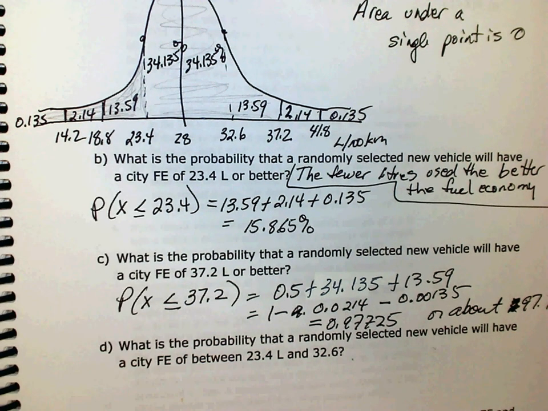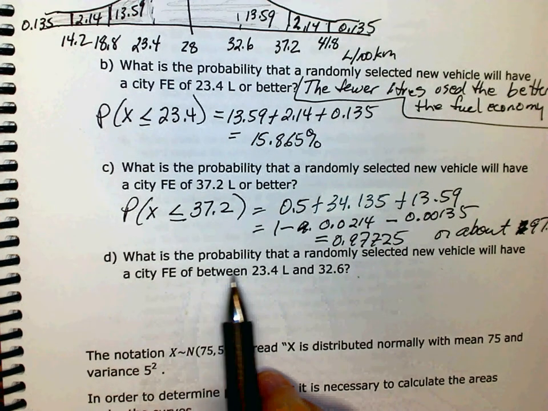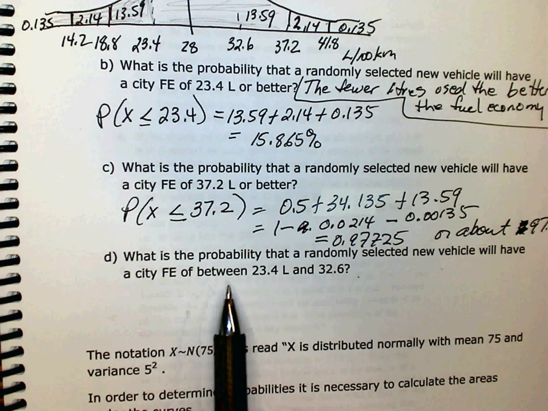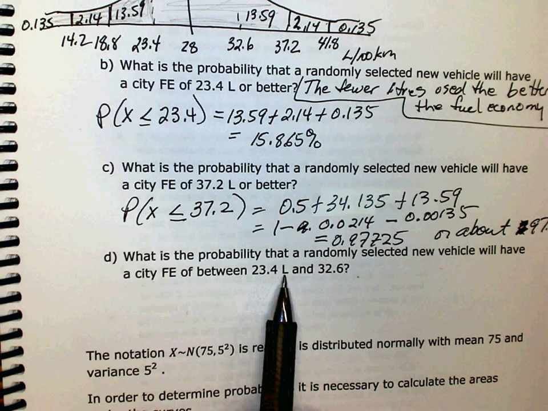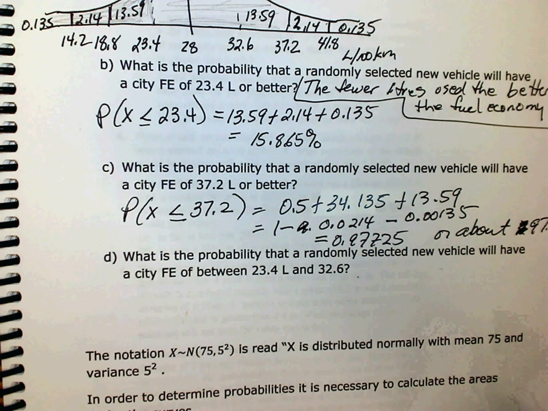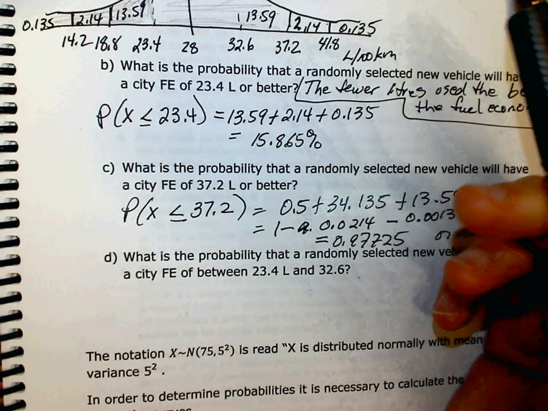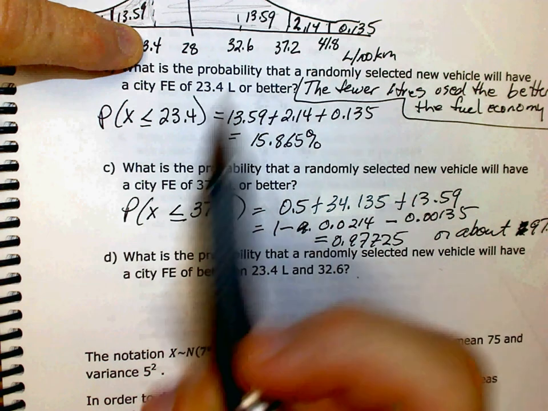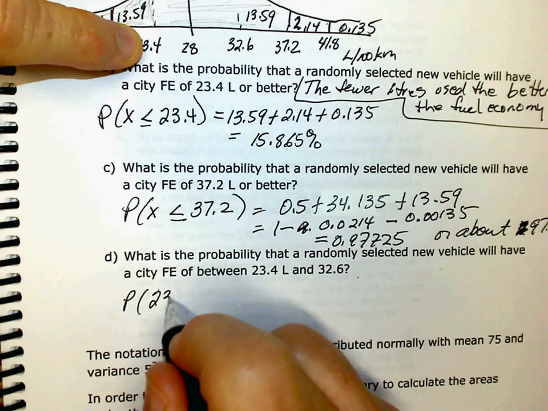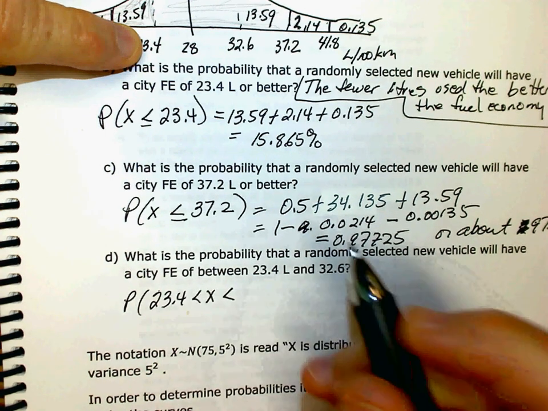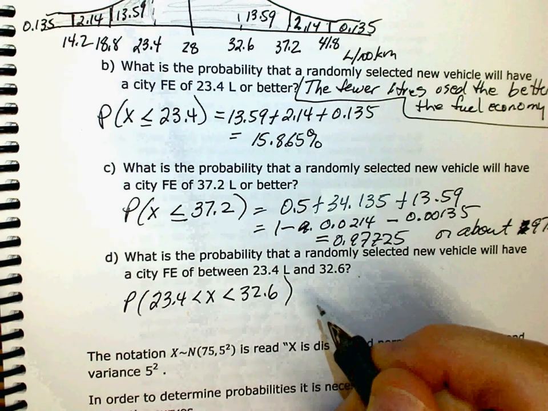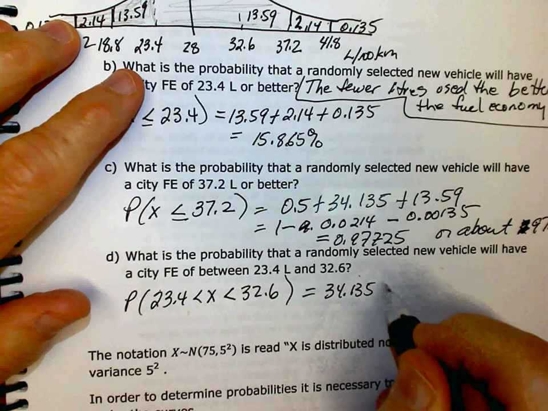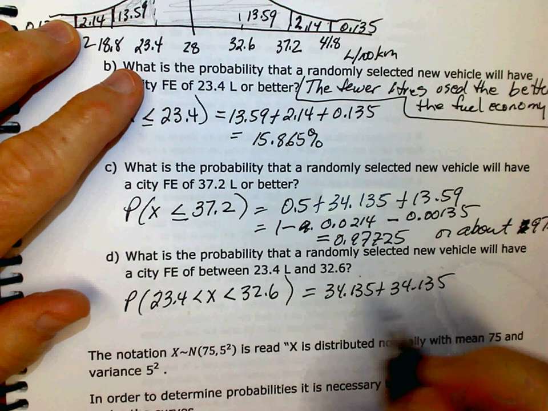What is the probability that a randomly selected new vehicle will have a city fuel economy between 23.4 liters and 32.6? Well, okay. So now we're going to have to go from here to here. Oh, that's easy, right? The probability 23.4 is less than x is less than 32.6 is equal to 34.135 plus 34.135, and that is 68.27%.